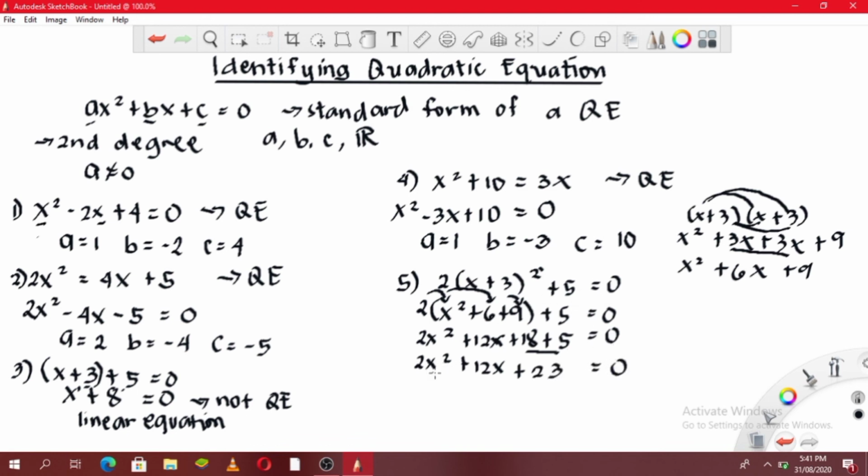Ayan, nakaayos na po. Alamin natin, quadratic equation or not. Ano ang degree? Ang degree ay 2. Ibig sabihin, this is a quadratic equation. Identify A, B, and C. So, A is, ito po, 2. B is 12. And C is 23. Yung constant natin.